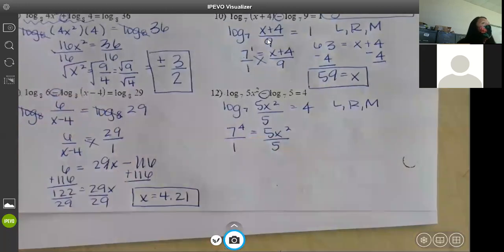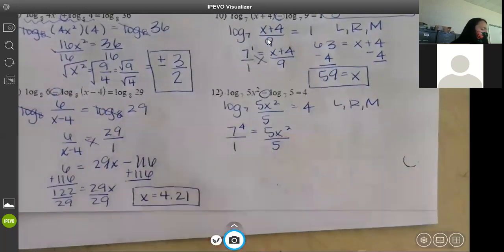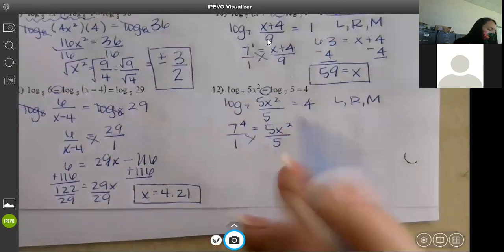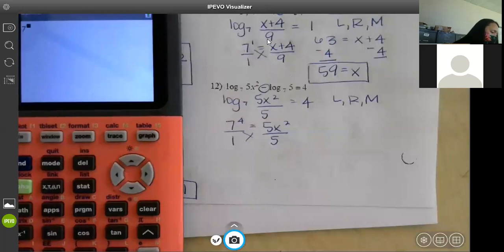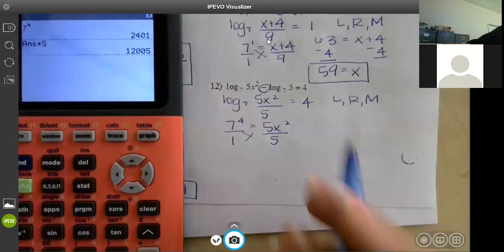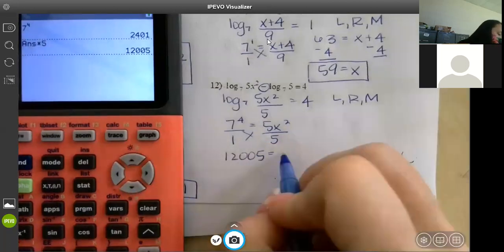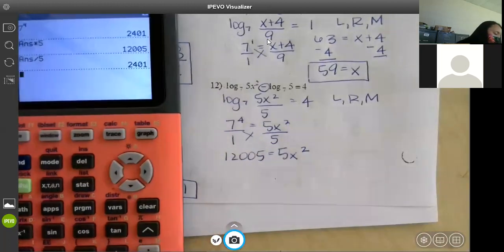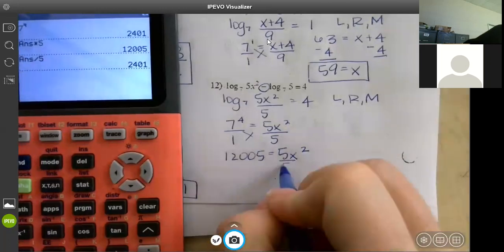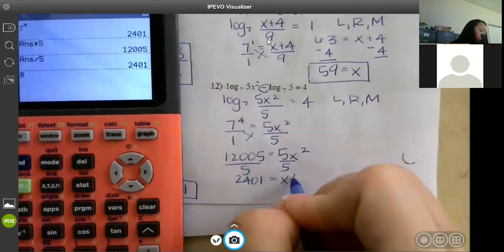We have it over 1. You can simplify if you want to, that's fine, but like I'm talking about this 5 over 5, if you want to simplify, that's fine, but you don't have to because it'll work itself out. So we're going to cross multiply. 7 to the 4th times 5 is 12,005. And then you have equals 5x squared. Divide this by 5. You get 2401 equals x squared.